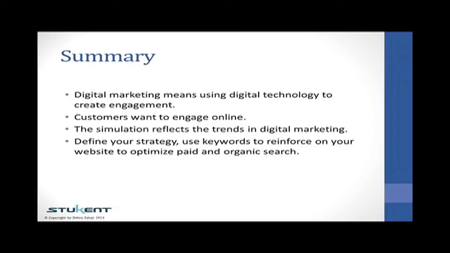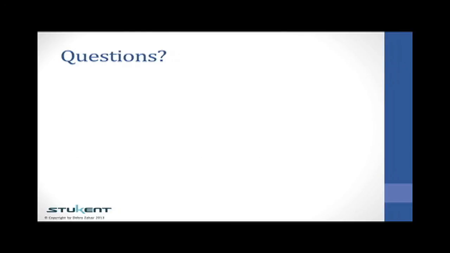So in summary, digital marketing means using digital technology to create engagement, and customers want to engage us online, and this simulation really reflects the trends in digital marketing. So I suggest a process where you define your strategy, understand what your broad objectives are according to the customer life cycle, use keywords to reinforce your website's overall strategy and goals, optimize paid and organic search, and don't forget about email. Okay, I see some questions here.